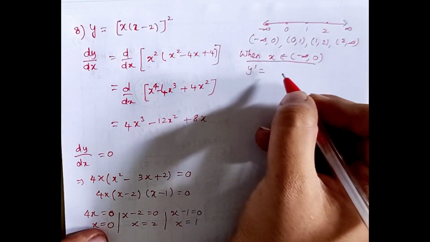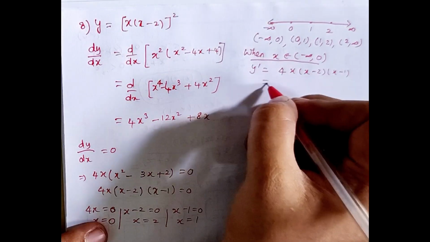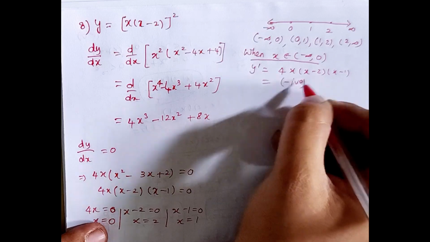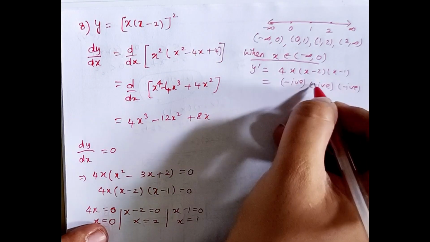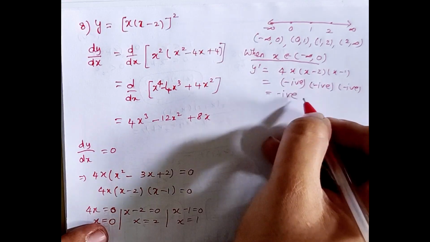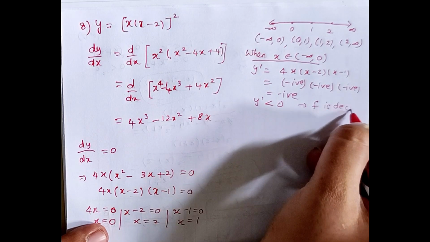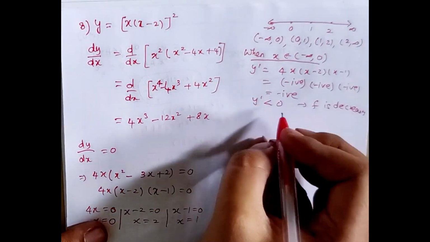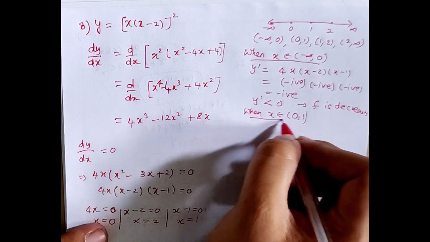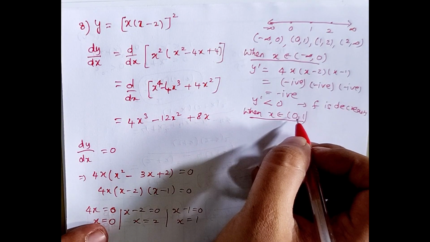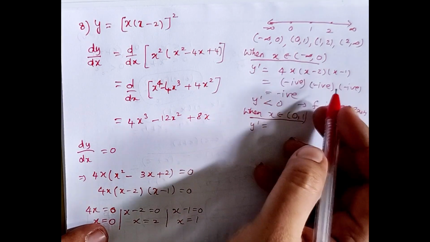And we have the derivative, the simplified form as 4x into (x minus 2) into (x minus 1). So we get x value as negative, and negative minus 2 is negative, and negative minus 1 is negative. So negative into negative, positive, into negative, negative. So this is less than 0, which means the function is decreasing, or strictly decreasing. Then when x belongs to the interval 0, 1, x values are lesser than 1 but greater than 0. So we get y dash is equal to, so this will be positive. Anyway, x values are positive.